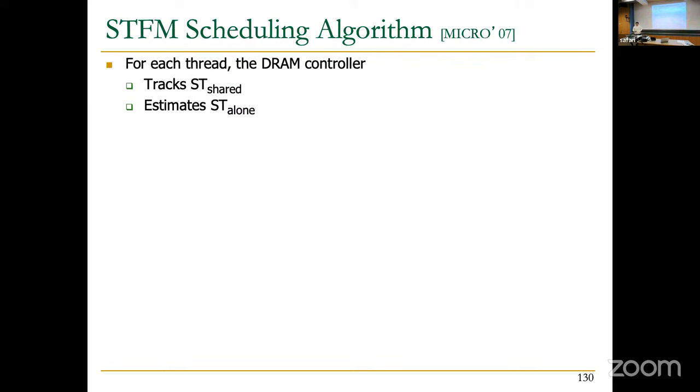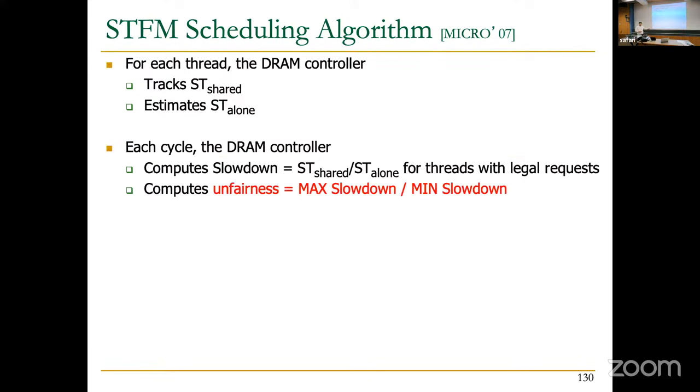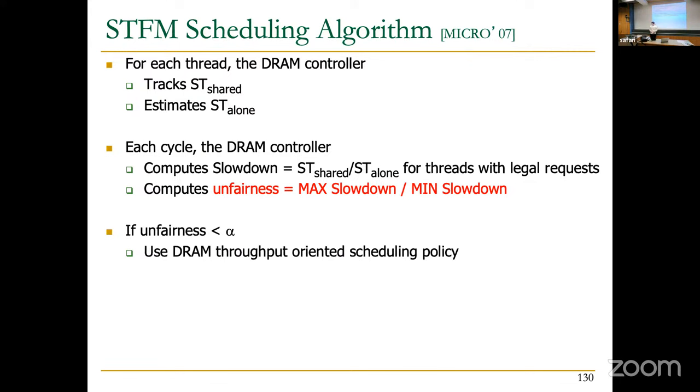So for each thread, the controller tracks these two metrics, the slowdown when it's run alone and the slowdown when the thread is run shared. And each cycle, it will compute a slowdown for threads with legal requests in the request buffer, and it computes unfairness as the maximum slowdown any thread receives over the minimum slowdown.